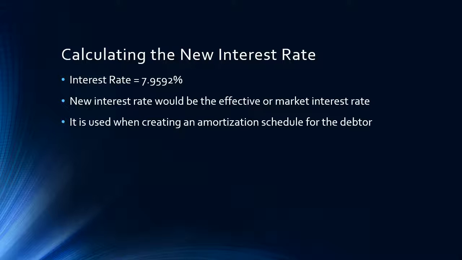For the creditor, the effective interest rate that you use would be 12%, which is the original rate. But for the debtor, you have to calculate a new interest rate.